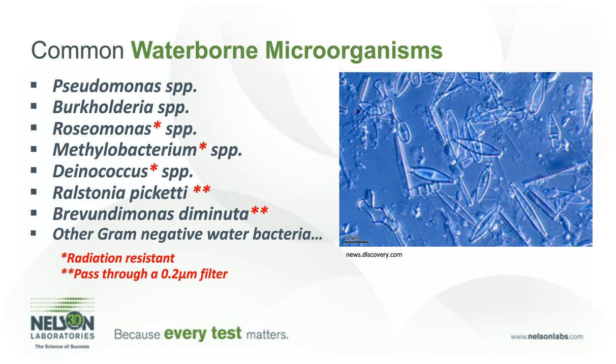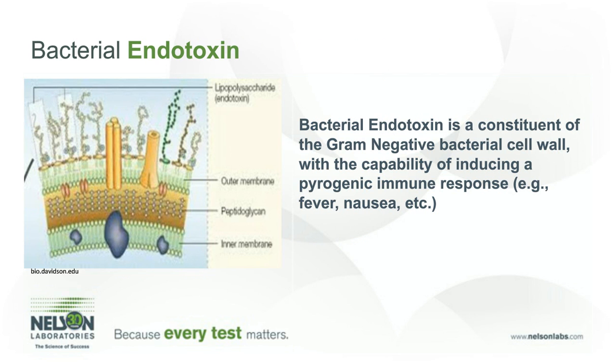Continuing on in the microbiological impurity category, bacterial endotoxin are, of course, a major concern of common waterborne contaminants. Endotoxins are constituents of the gram-negative bacteria cell wall with the capability of inducing pyrogenic immune responses such as fever and nausea. As we covered in the previous slide, gram-negative organisms thrive in aqueous environments, and therefore the risk of endotoxin impurities presents itself quite readily.